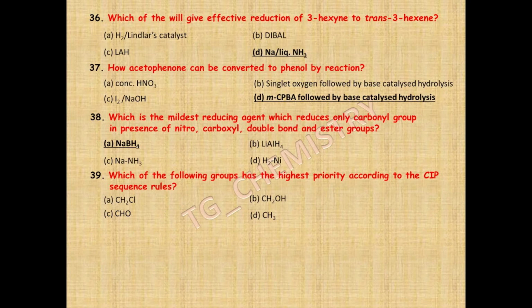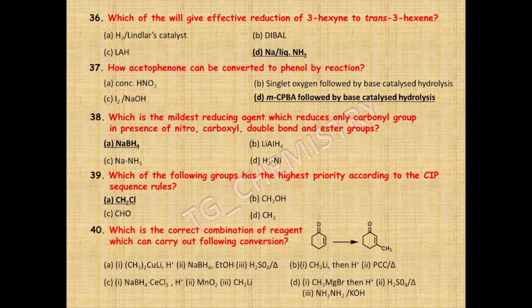Next is, which of the following groups has the highest priority according to the CIP, that is Cahn-Ingold-Prelog rule or sequence rules? Options are CH2Cl, CH2OH, CHO and CH3. The right answer is option A, CH2Cl.